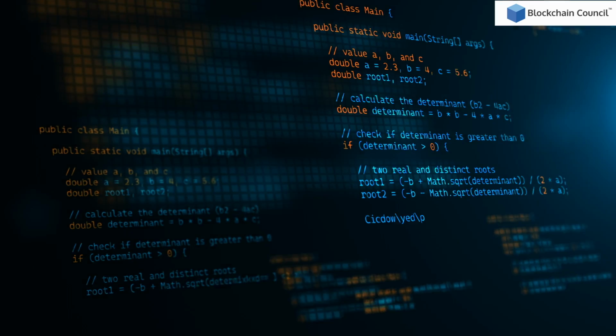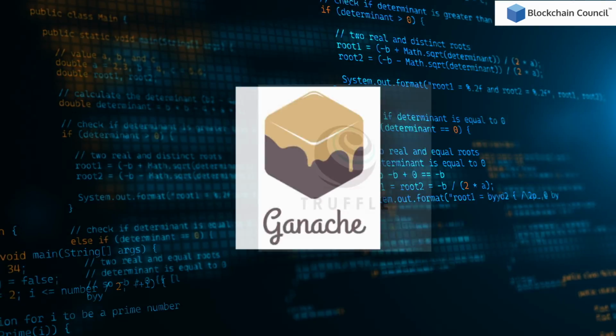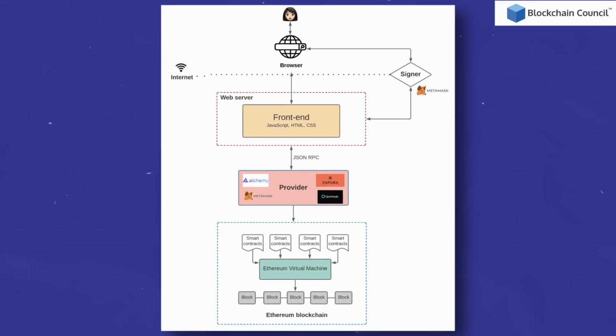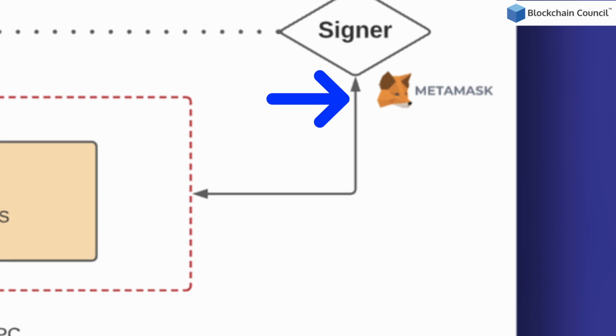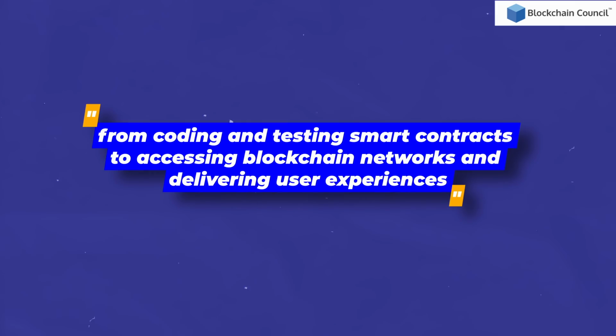Let's picture this. You're a developer building a decentralized app. You use Truffle to write and test your smart contracts on Ganache, your local test network. When you're ready, you deploy your smart contracts to the Ethereum network using Geth, Infura, or Alchemy. Users access your app through MetaMask, connecting to the blockchain and making secure transactions. This demonstrates how various tools unite to enable a seamless blockchain development workflow, from coding and testing smart contracts to accessing blockchain networks and delivering user experiences.